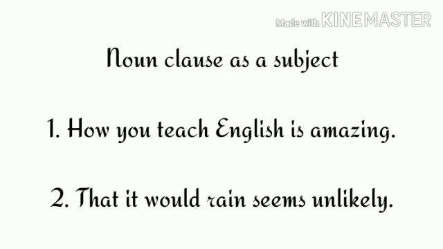Again, look at another sentence. That it would rain seems unlikely. What seems unlikely? That it would rain. So, that it would rain is a noun clause, and here you can see seems is the verb. So, let us identify subject placing what before the verb. What seems unlikely? That it would rain. Therefore, that it would rain is a noun clause acting as a subject in this sentence.